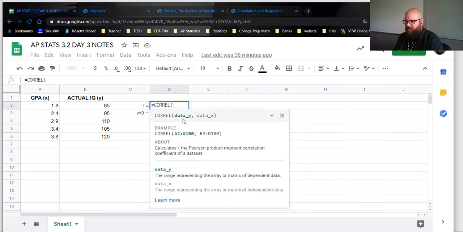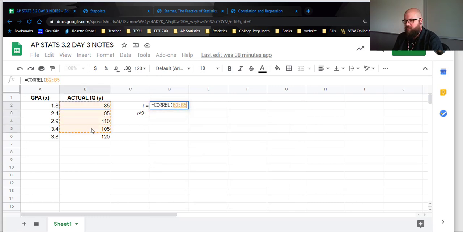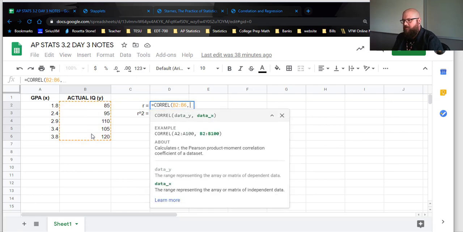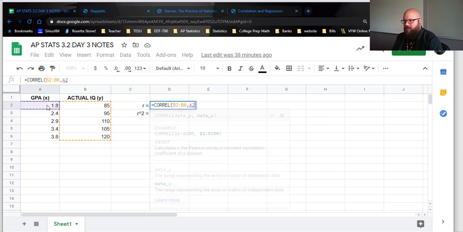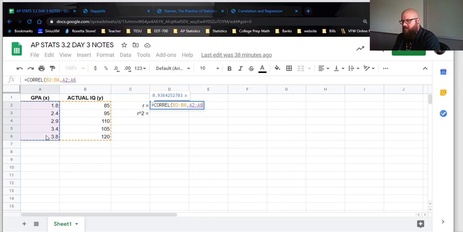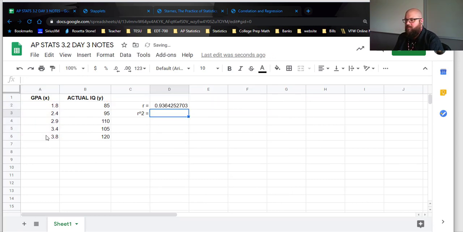Right, then it wants you to put in the Y data, comma, and the X data. So by clicking, highlight the Y, comma. I'm going to click and highlight the X values, close parentheses, enter. And that is going to be our correlation.